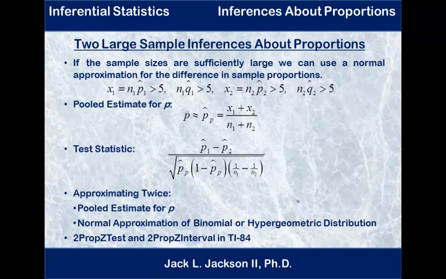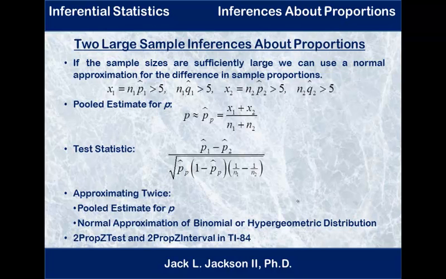And then our test statistic that we're looking at is p hat sub 1 minus p hat sub 2 divided by the square root of p hat sub p times 1 minus p hat sub p, which is really like q hat sub p, times 1 over n1 plus 1 over n2. Notice you've got a square root over the entire denominator.